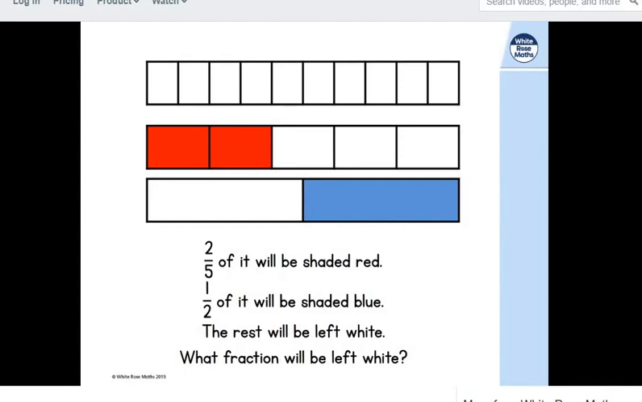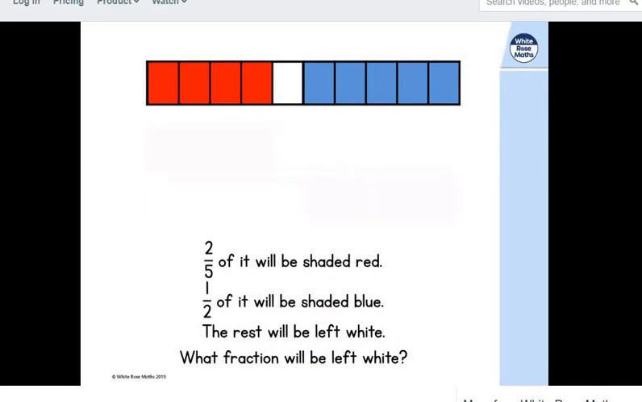Well, if I split my strip of paper into 10 equal parts, I can see that 4 out of 10 will be equivalent to 2/5, and 5 out of 10 will be equivalent to 1/2. So in total, 9/10 will be shaded either red or blue, and 1/10 will be left white. There we go.